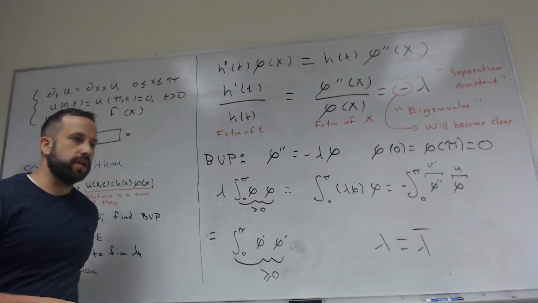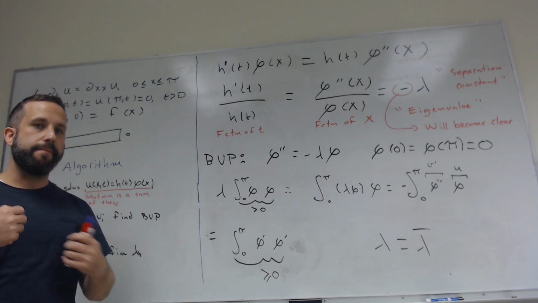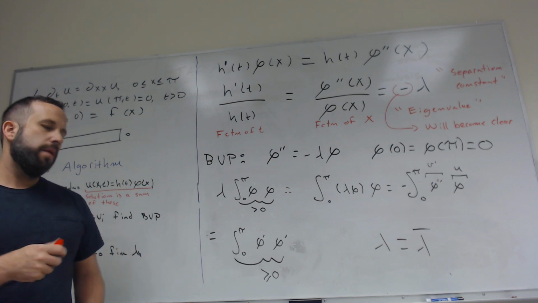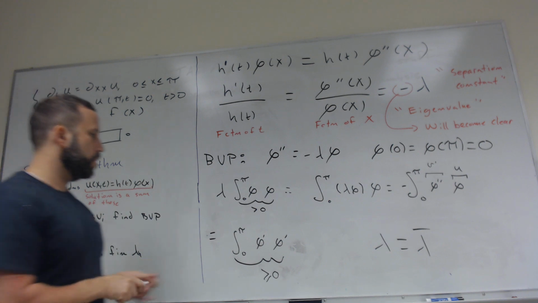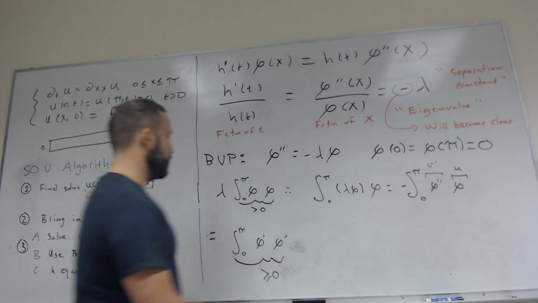Because if I have a complex number and it's equal to its own conjugate, if a plus ib is equal to a minus ib, that happens if and only if b is equal to 0. But if I have a complex number and the imaginary part is 0, then it's a real number. So that's what I'm going to show. And I'm going to do something a little bit sneaky here.